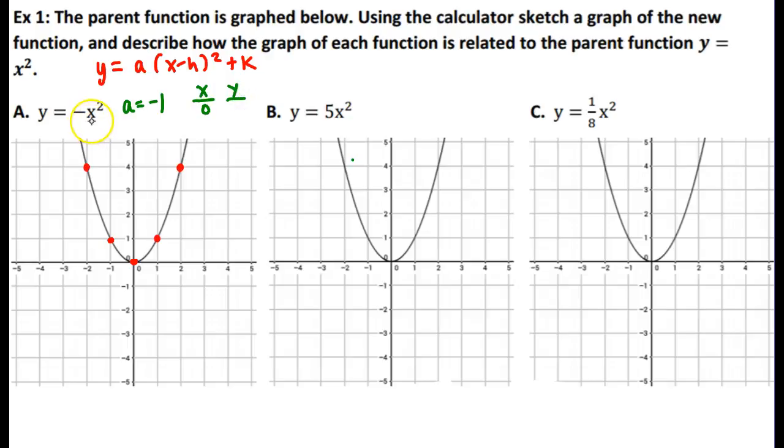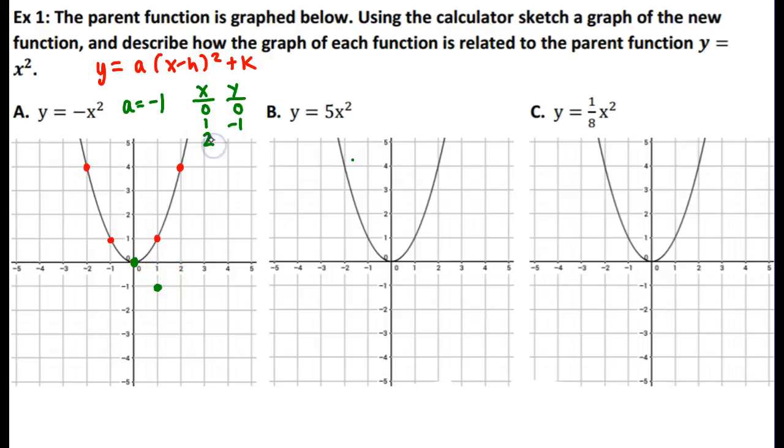So if I put in 0 here, 0 times 0 is 0, and the opposite of 0 is just 0. So 0, 0 is still a point on this new graph. If I put in positive 1, 1 times 1 is 1, and if I take the opposite of that, I would get negative 1. So 1, negative 1 is a point.